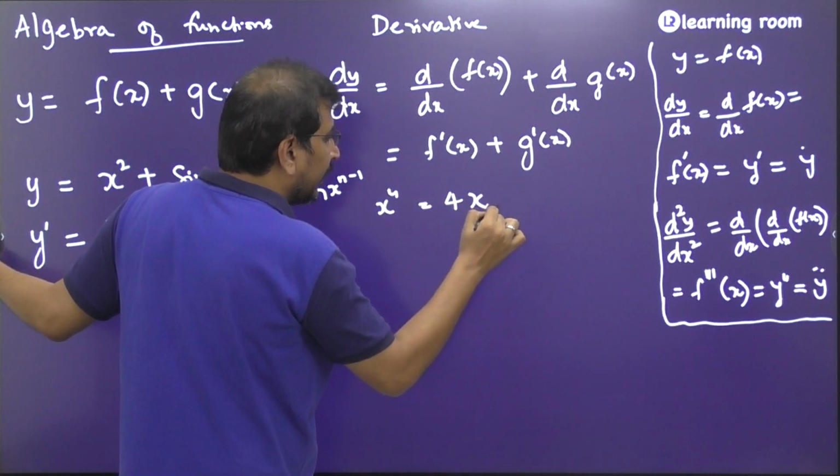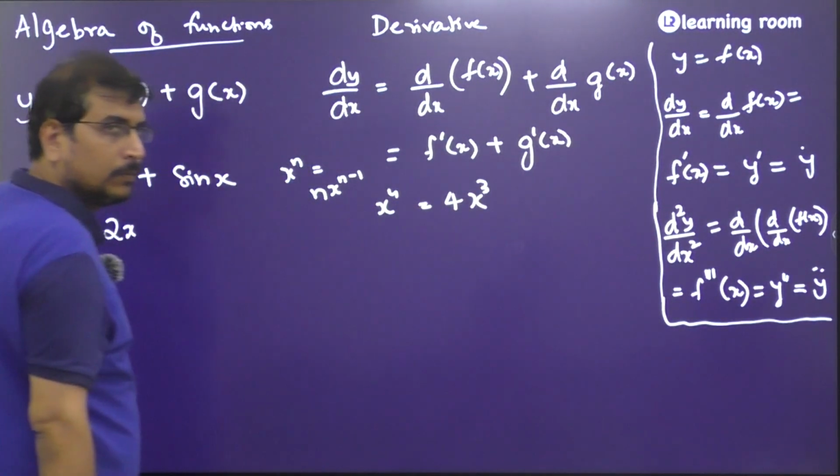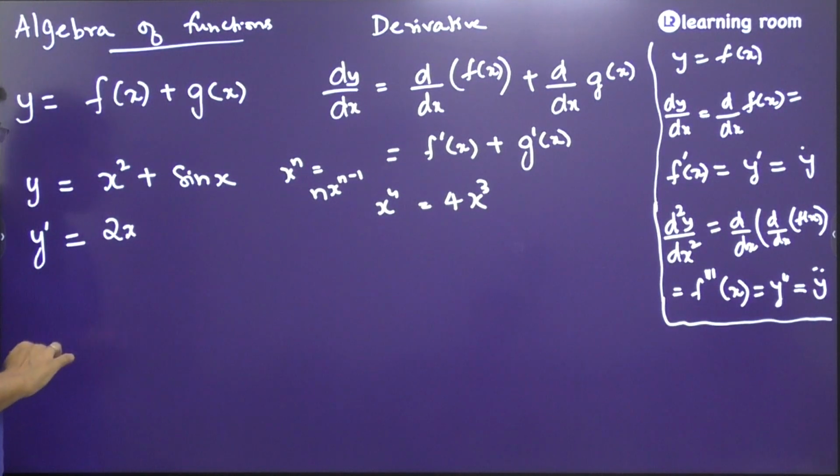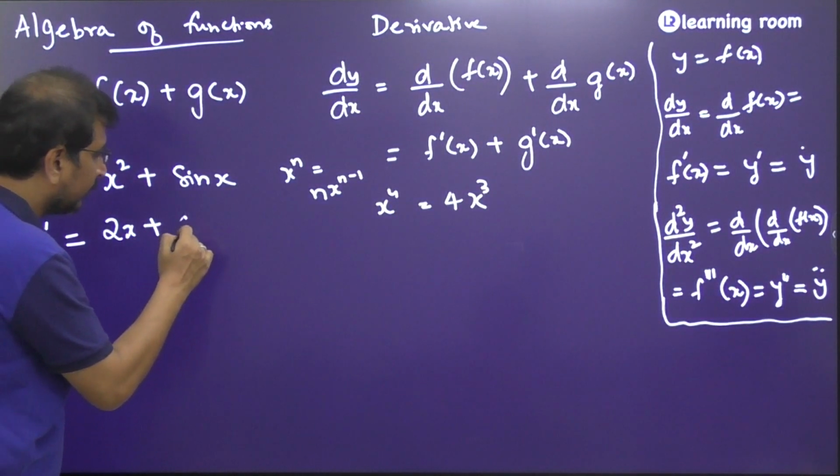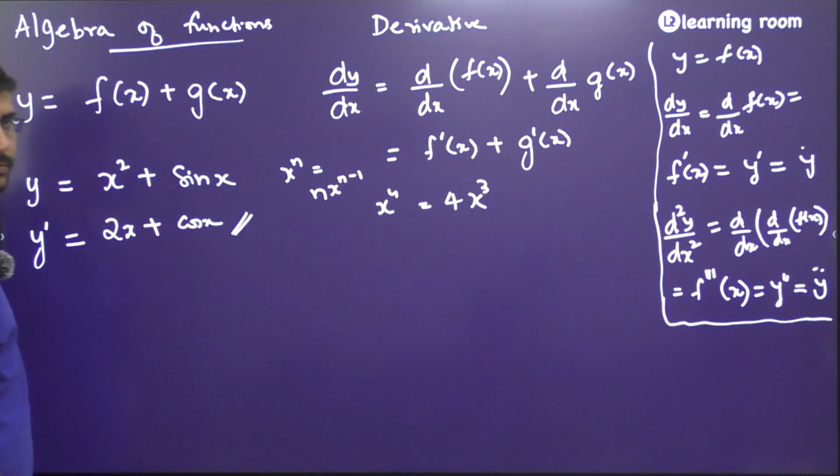Put the number there, write x and decrease the power by 1. So 4x cubed. It is going to be 2x plus... What is the derivative of sin x? So that's it. This is all you need to do. Am I clear with this?